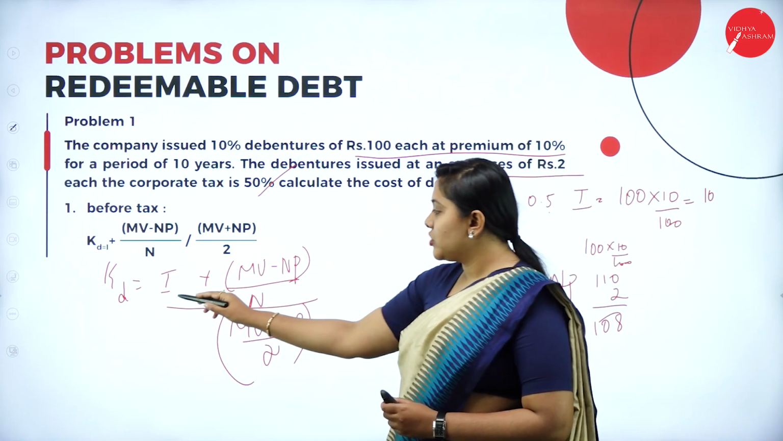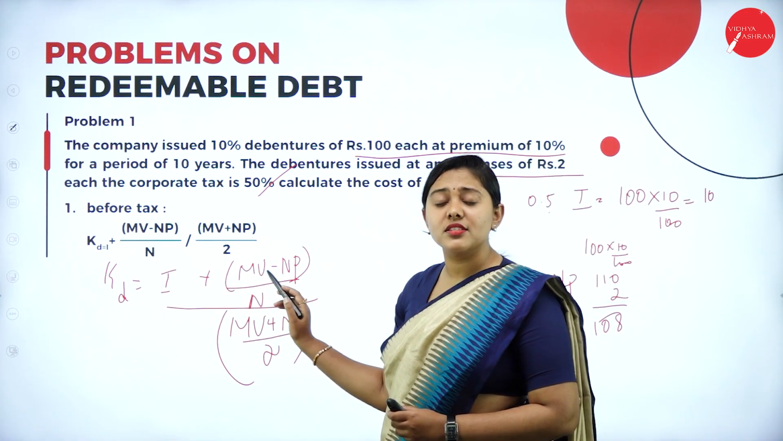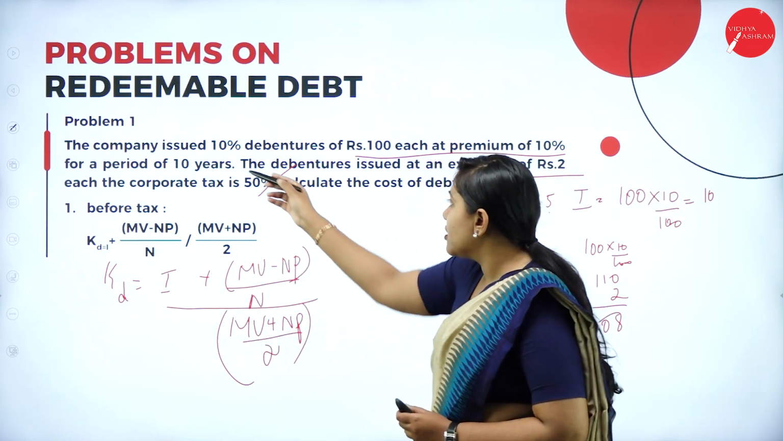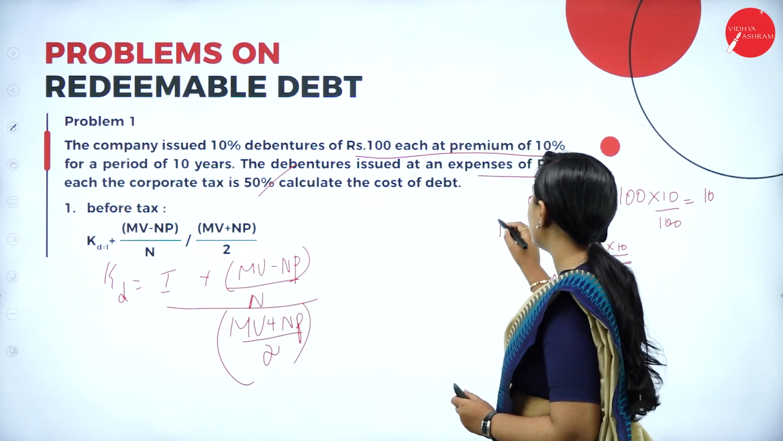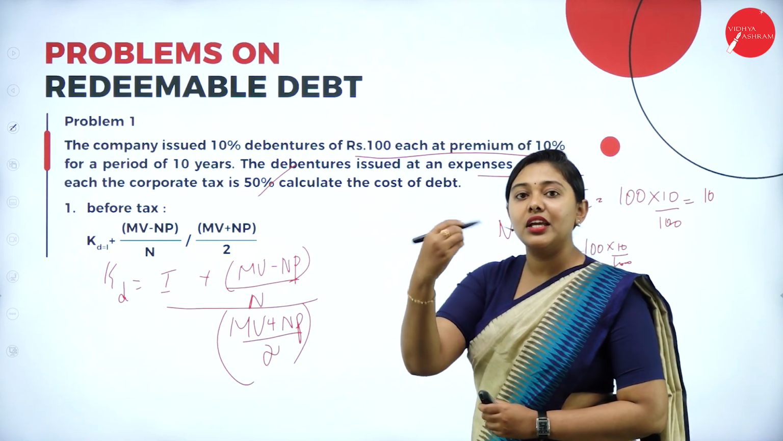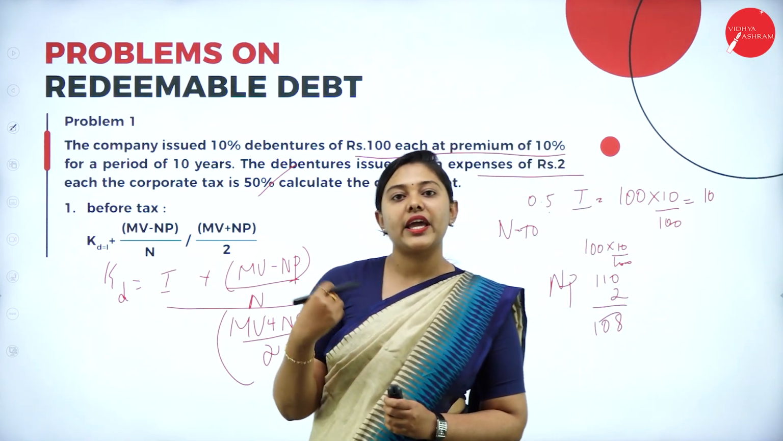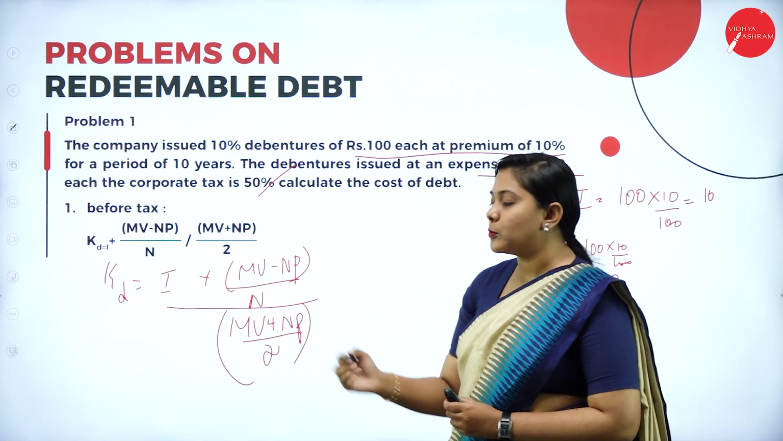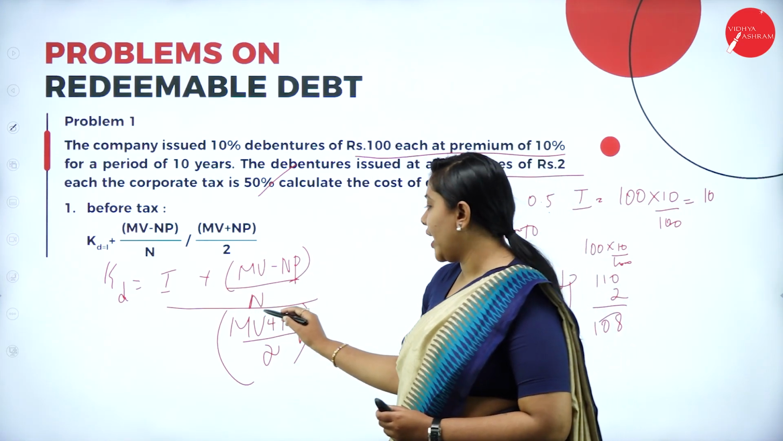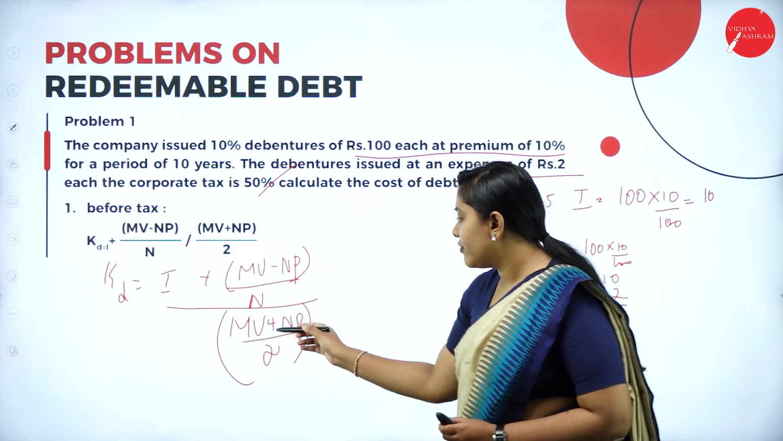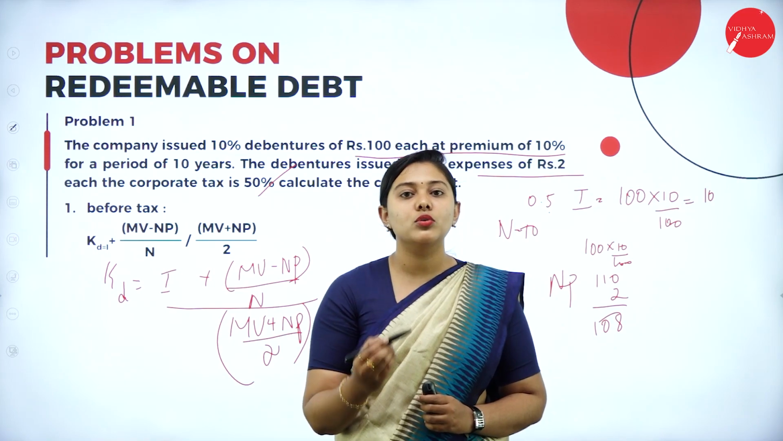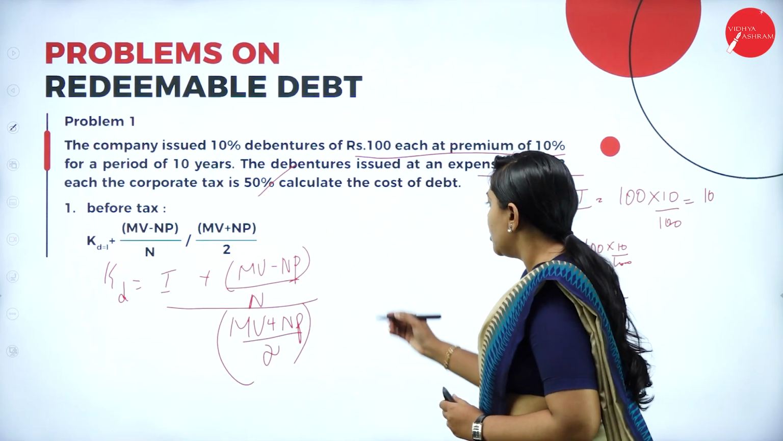So we have got the interest, maturity value. So what is this maturity value? While redeeming after 10 years, the number of years is 10 years. So after 10 years while redeeming, what is the value that they have to give back? That is called as maturity value. And net proceeds, we have, number of years is given. So let's substitute all the values to the formula and check out what is the answer.